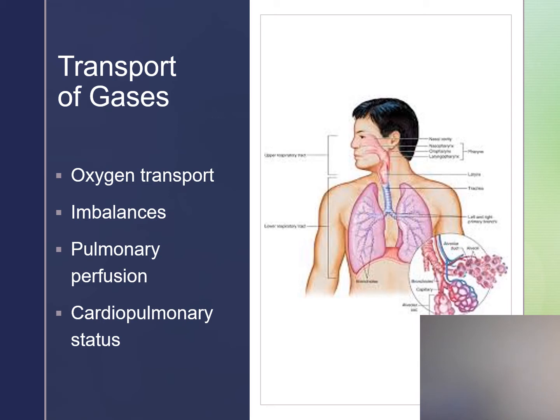Cardiopulmonary status is going to be determined by the ventilation perfusion ratio, or VQ ratio, and it indicates the effectiveness of airflow within the alveoli, which is ventilation, and the adequacy of gas exchange within the pulmonary capillaries, which is perfusion.